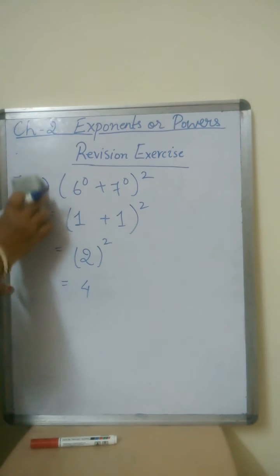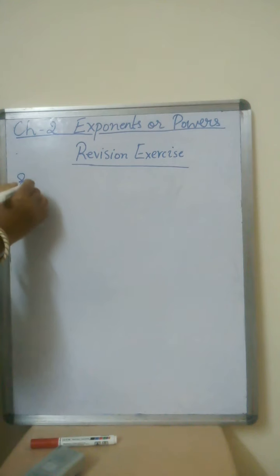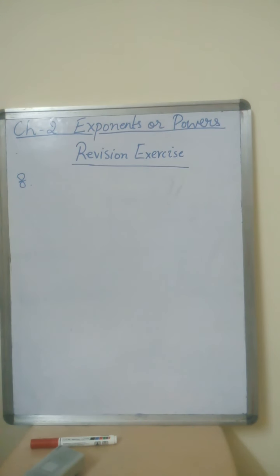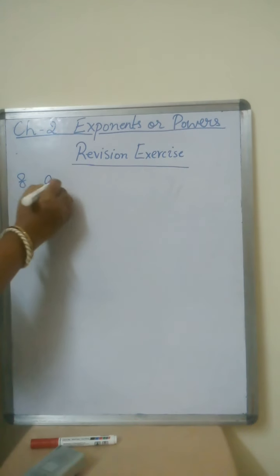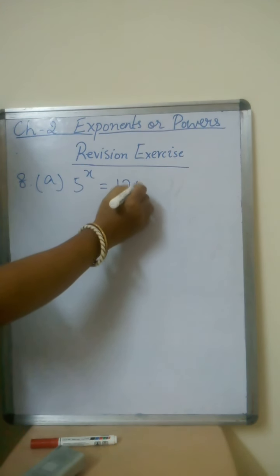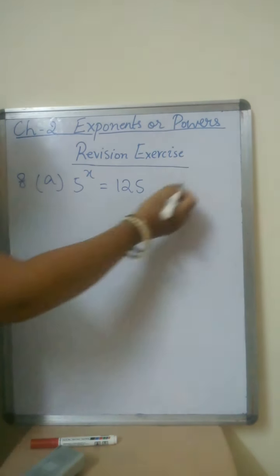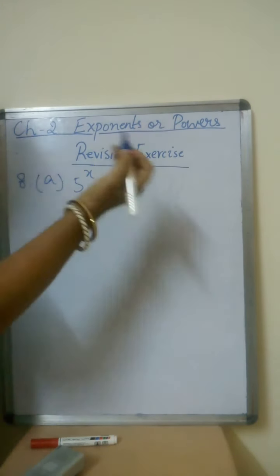Next we come to question number 8. What is given there in question number 8? Question number 8, it is given you have to find out the value of x in each of the following. What is the value? 5 to the power x equals 125. Okay. So now if you know the table, you can easily do it. If you don't know the table, you can do it in this way, 125.